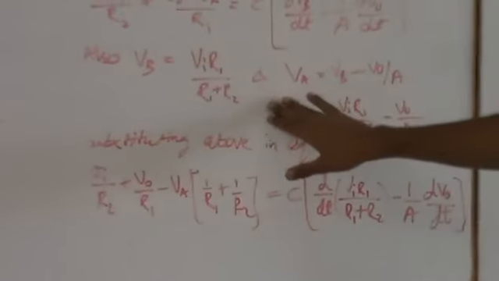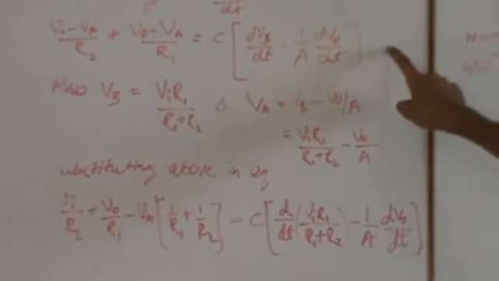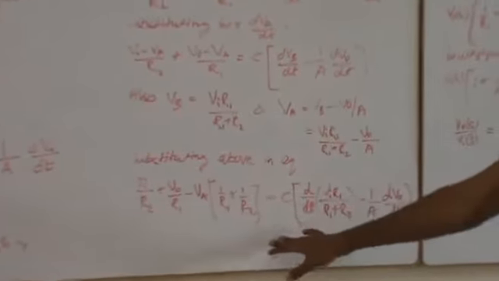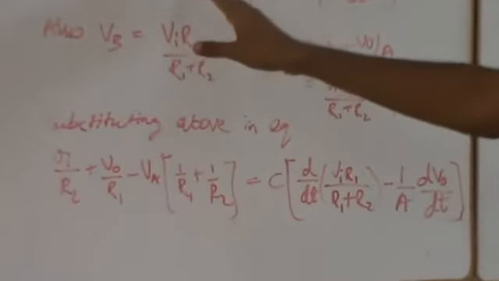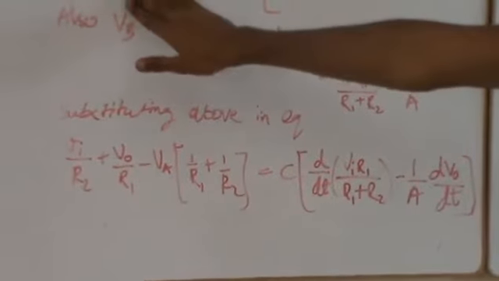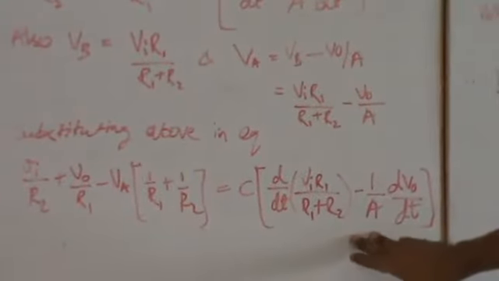Now, we substitute this in this equation, and we get an equation like this. Here on the left hand side we have not substituted anything, we have just rearranged it. On the right hand side we have substituted for Vb. So as you can see, d by dt of Vi R1 by R1 plus R2. This is what we have substituted, everything else is the same.